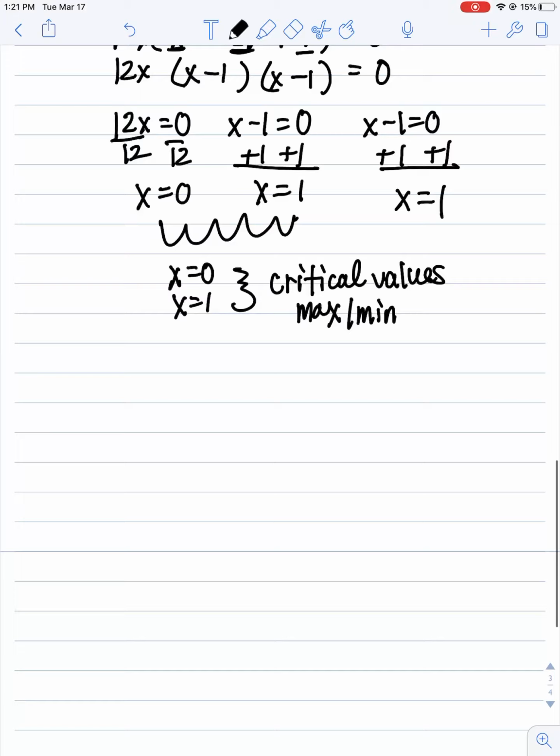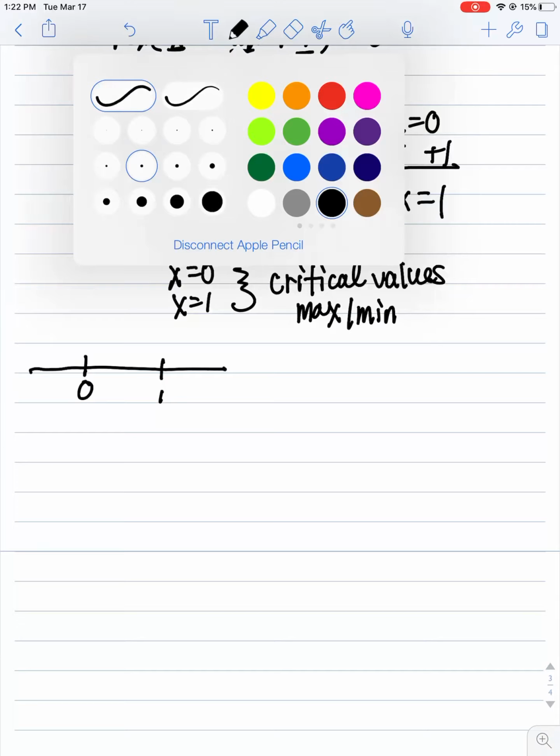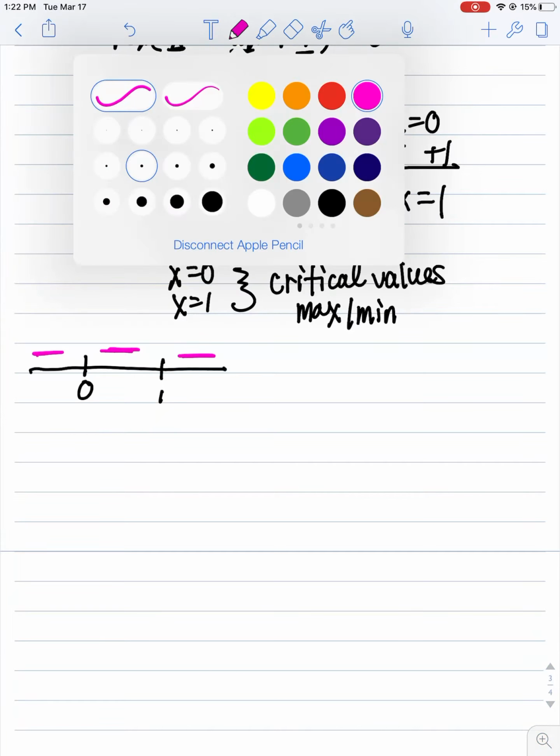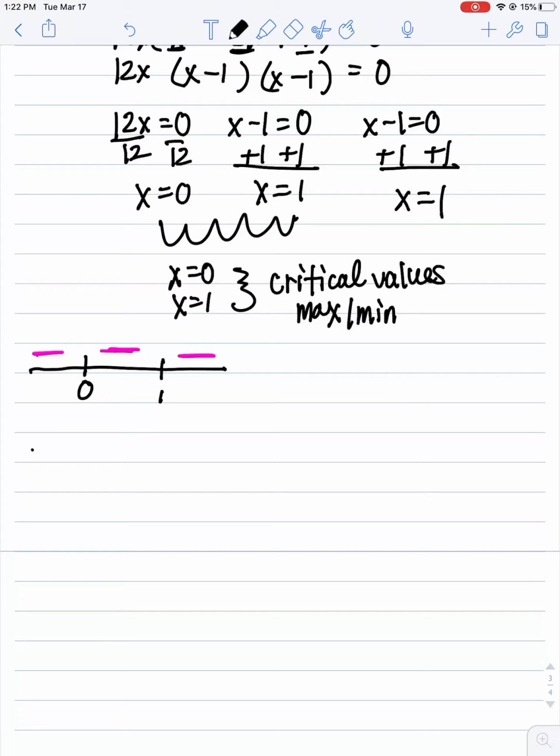Okay? So let's go to our number line. If I draw my number line, we have 0 and we have 1. So we need to look at interval 1, interval 2, and interval 3. Let's go make our chart like we do. I've got interval in the first column, test value in the second, plugging it into the first derivative, and then what the heck does it mean?